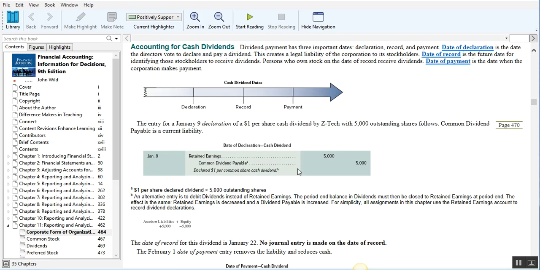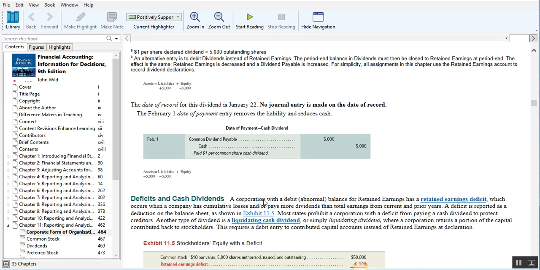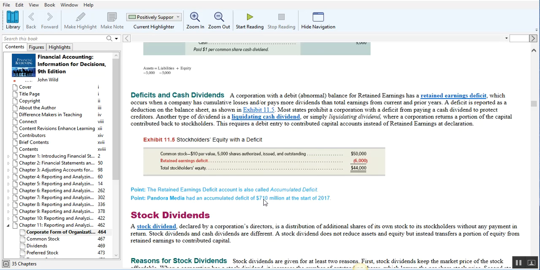The payment for a cash dividend is very straightforward. You debit retained earnings and credit the common dividend payable on the date of declaration. On the date of record, you don't do anything, but on the date of payment, you're going to debit the payable and credit cash.